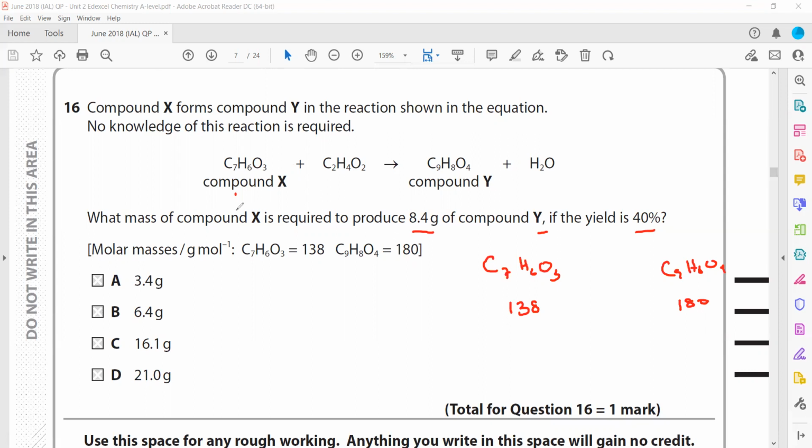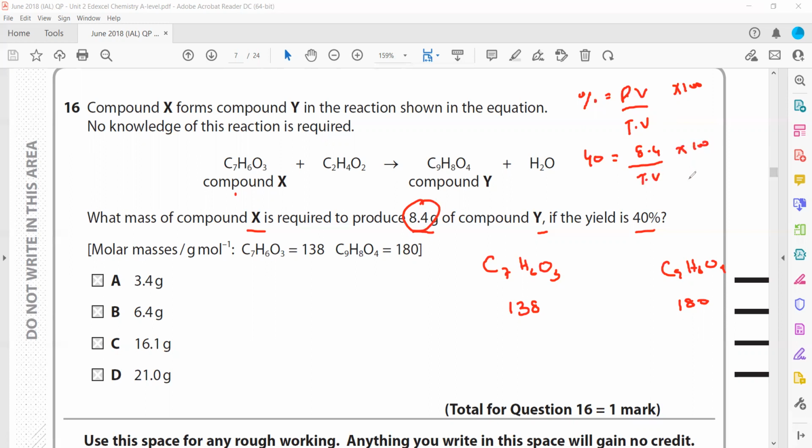Because in the question we need what mass of compound X is required. So first we are finding the theoretical value using the percentage yield. Percentage yield is equal to the practical value of the product divided by the theoretical value, into 100. So the percentage yield is 40%. Practically, we are getting 8.4 grams. Theoretical value of the product, we don't know, into 100.